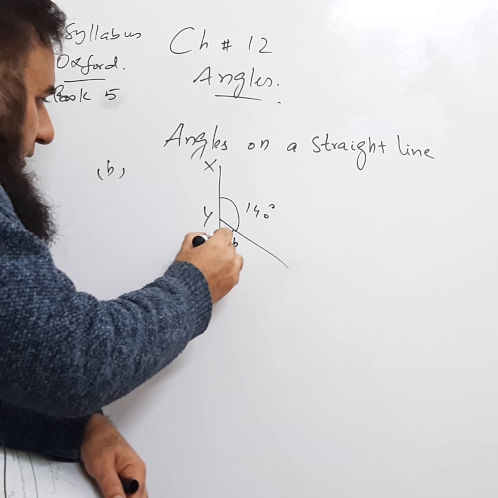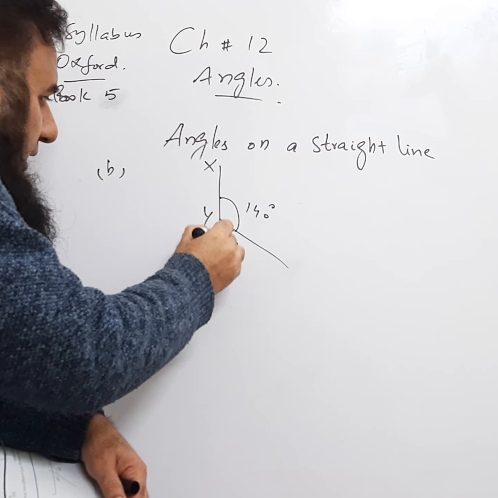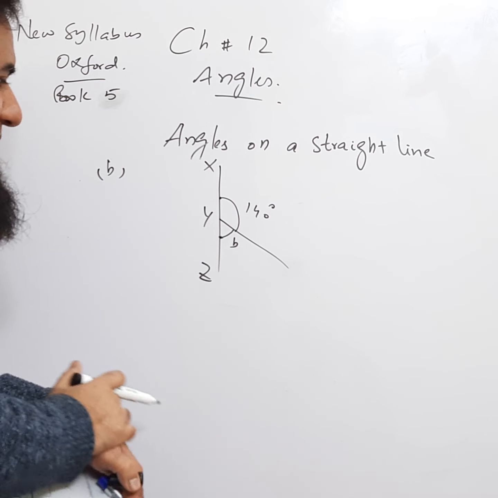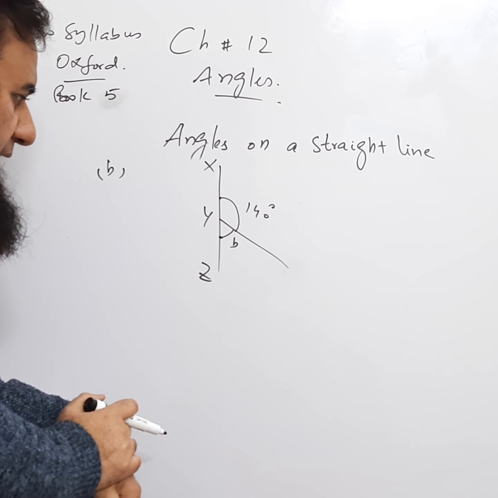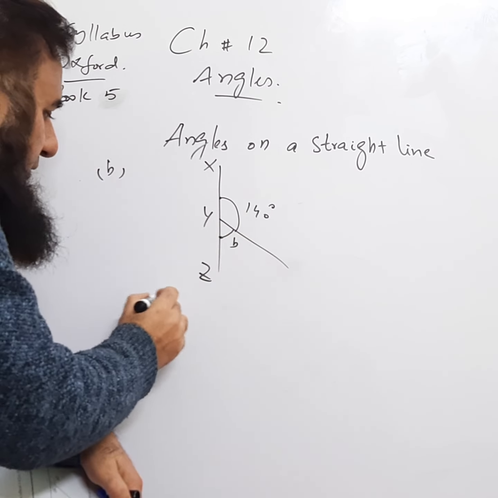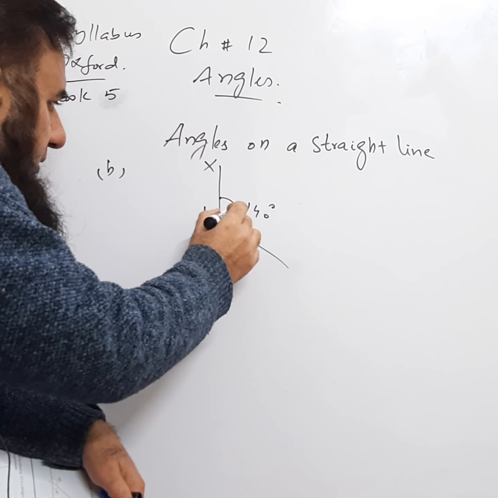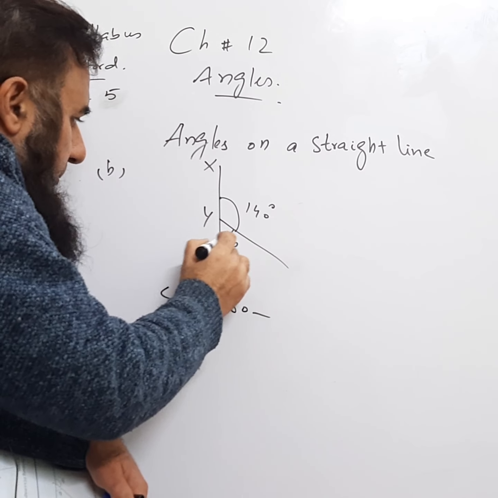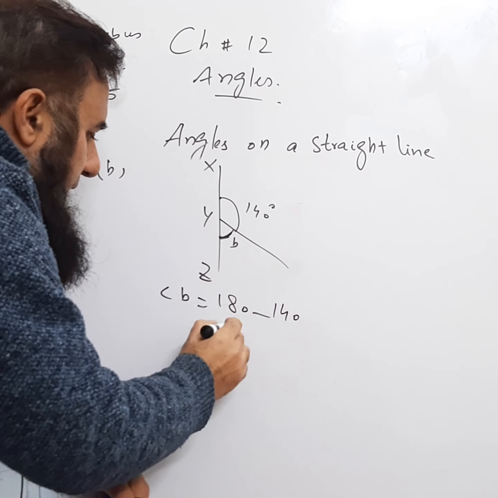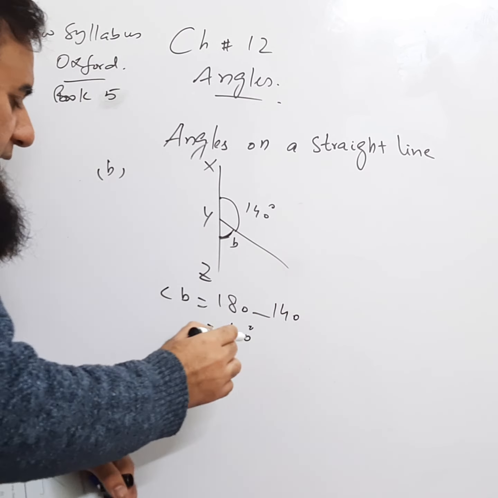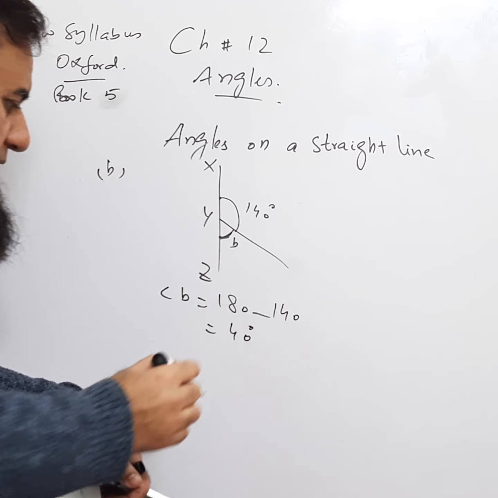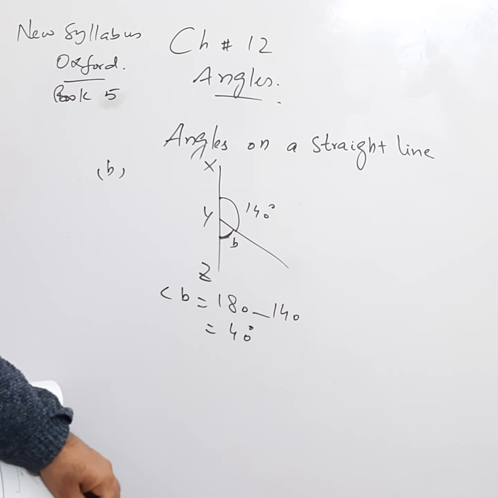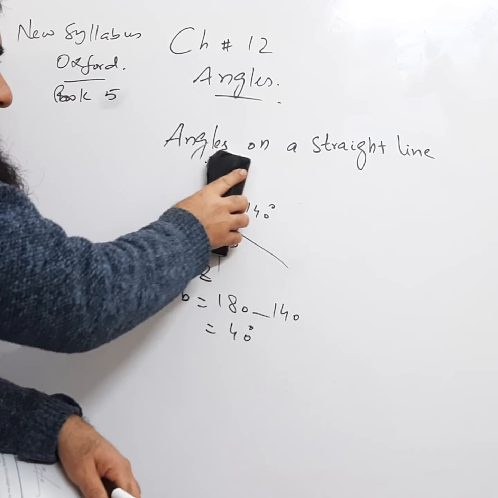So we know that these points are on the straight line. Angles on a straight line are equal to 180, so this whole is equal to 180. If we need to find B, we will subtract 140 from 180. 180 minus 140 becomes 40. So 40 degrees, we need to put the degree circle here. Okay. Angle B is equal to 40 degrees.